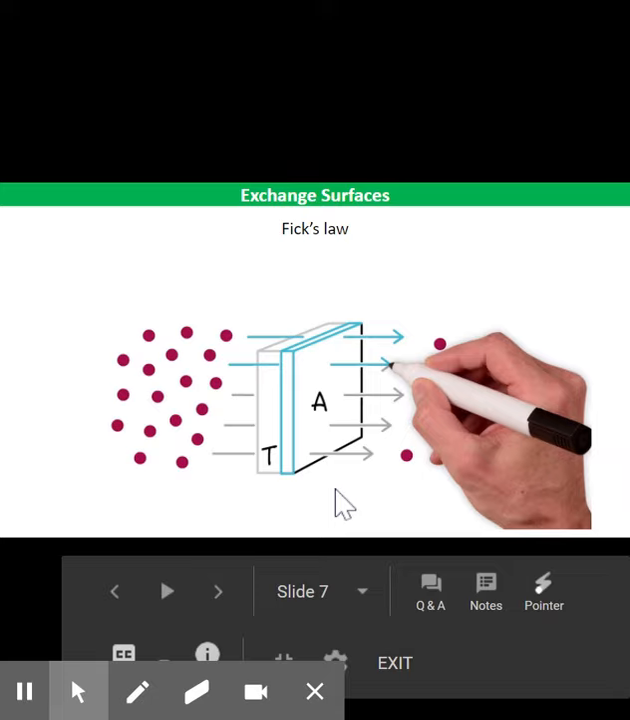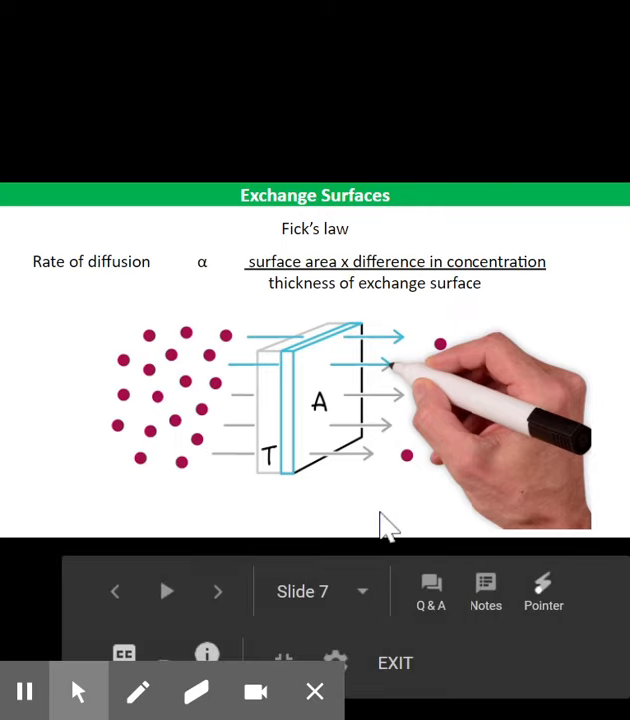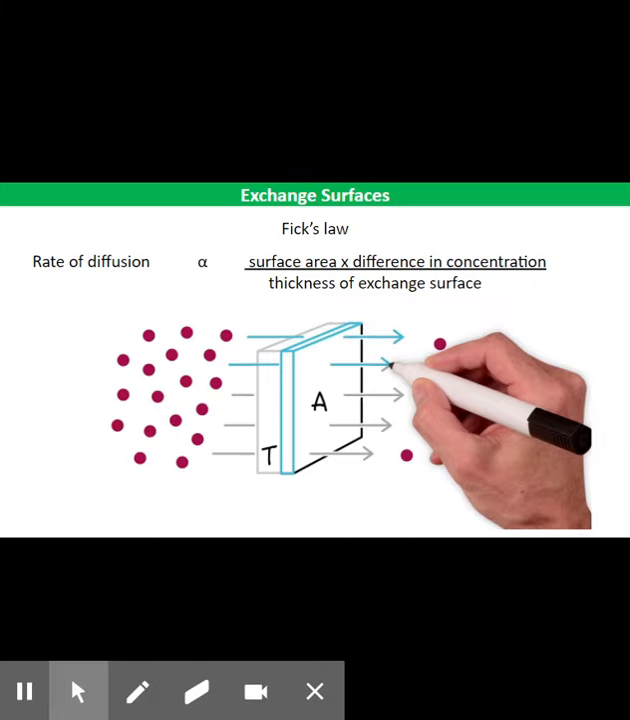As well as these structures, you should also be familiar with Fick's law. Now, hopefully you came across Fick's law at GCSE, but if you don't know it, it's that the rate of diffusion is proportional to the surface area times the difference in concentration divided by the thickness of the exchange surface.